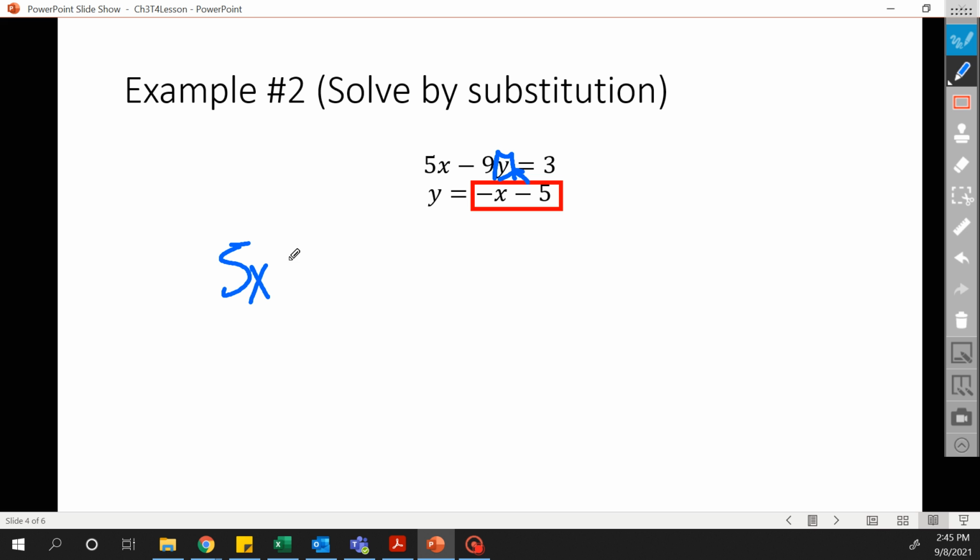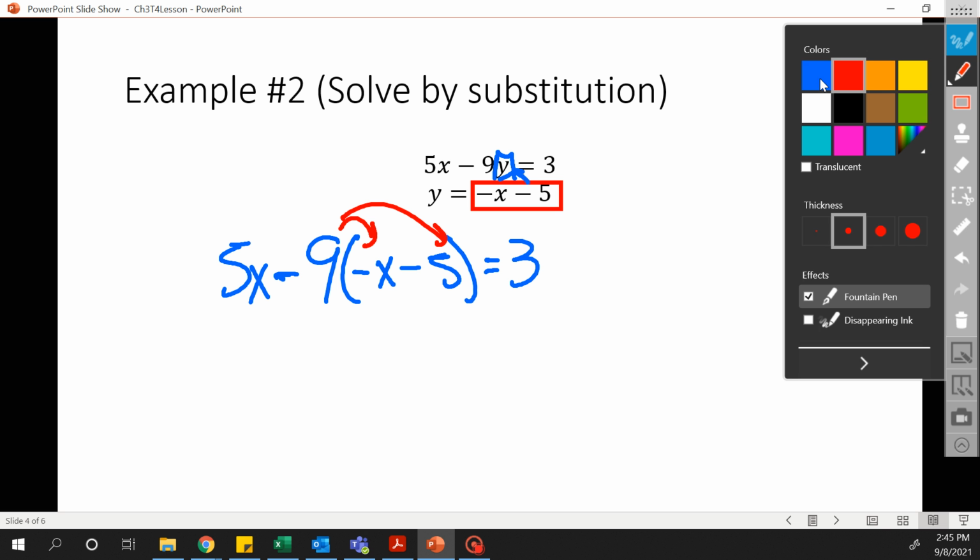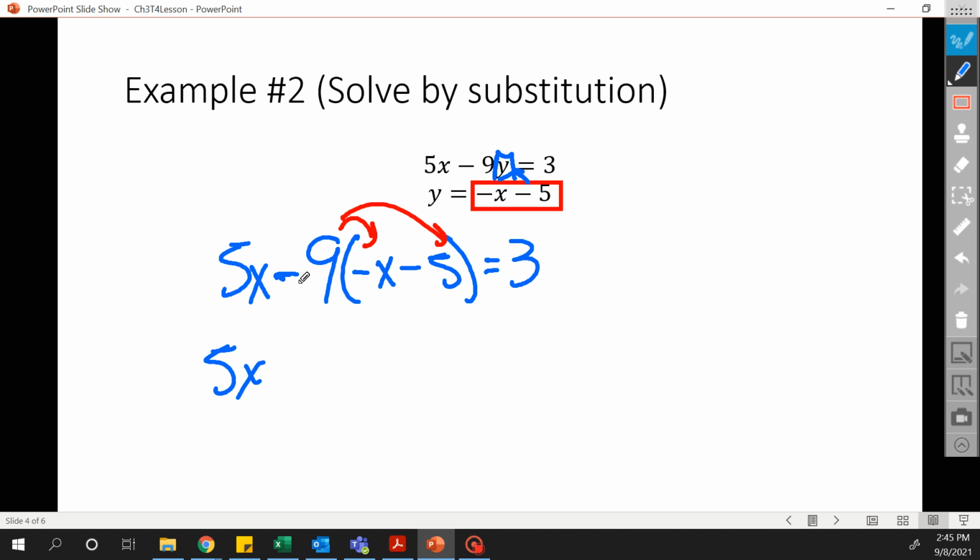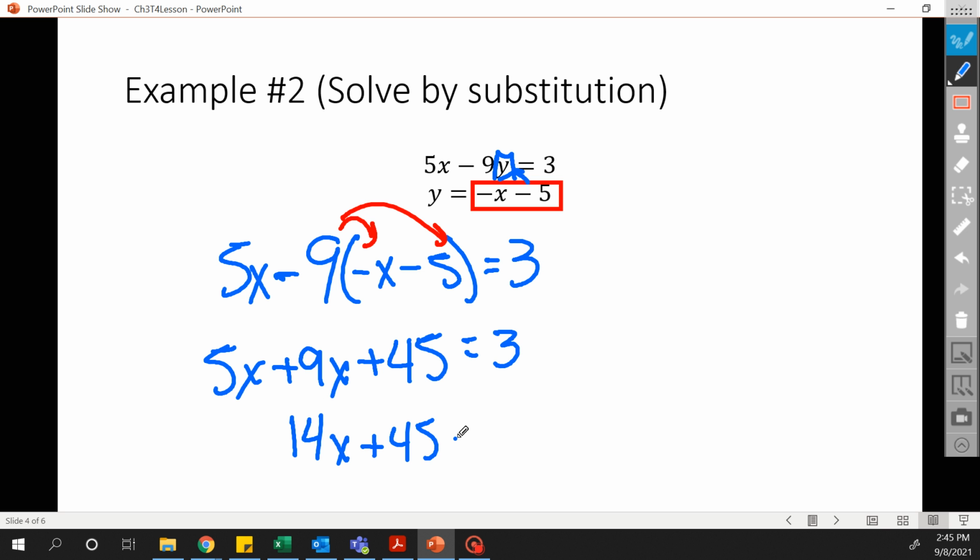So the first equation can be rewritten as 5x minus 9 times y, except y can be replaced or substituted with negative x minus 5, and then that equals 3. And then once again, same process, I can solve this. First I will distribute, and then I will combine like terms. So I got 5x, negative 9 times negative x is positive 9x. Negative 9 times negative 5, positive 45, equals 3. Combine like terms, 9x and 5x is 14x. And then solve this for x, subtract 45.